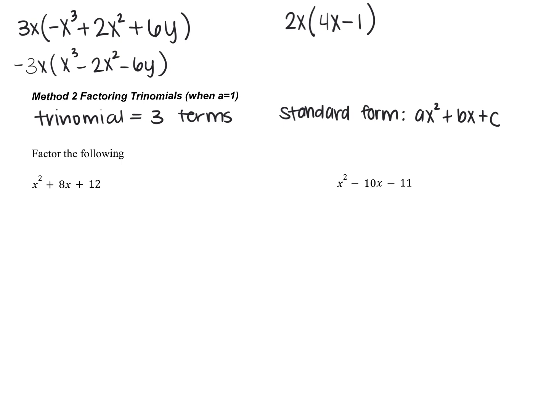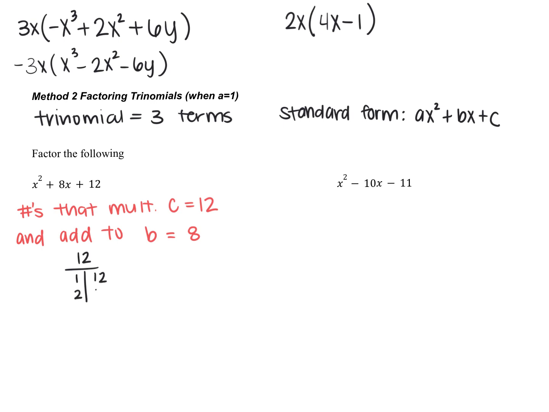The way that factoring works is that when you break it up into its factors, you are looking for the numbers that multiply to your constant, which in this case is 12, and add to b, which is your x term, which in this case is 8. So one way you can go about this is start listing factors of 12, the numbers that multiply to 12: 1 and 12, 2 and 6, 3 and 4.